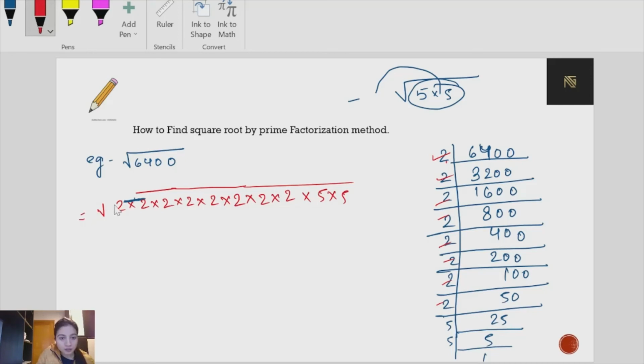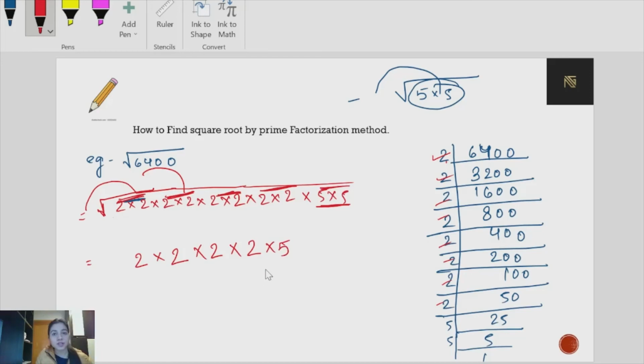One by one we will make the pair and remove it. So the first pair, one 2 will come out. I am writing 2 here. For another pair, one more 2 will come out. So one more 2. For the next pair, one 2 from this pair. Next pair will give one more 2. After that, 2 times 5 we are having, so one 5 we will have.